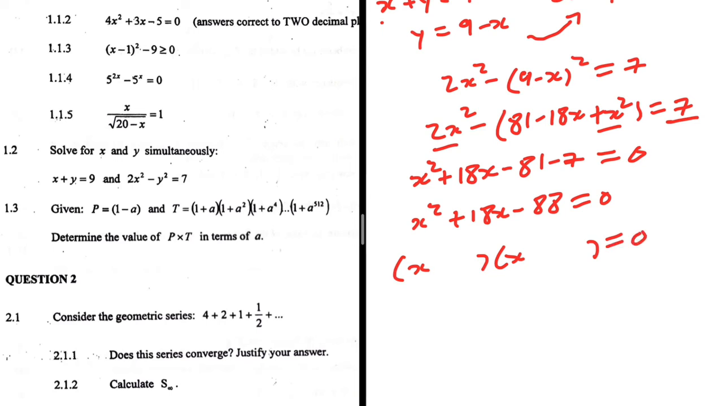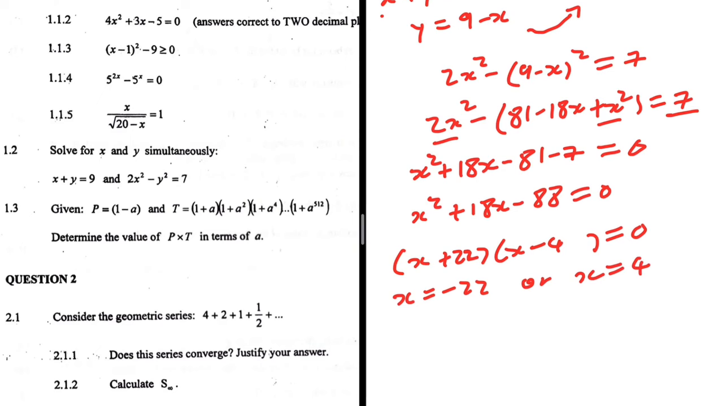Two numbers which, when we multiply, we get minus 88. When we add them, we get plus 18. We are getting (x plus 22)(x minus 4). If we add them, we're going to get minus 18. If we multiply them, we get minus 88. So that seems to work out. So x is equal to minus 22, or x is equal to 4.